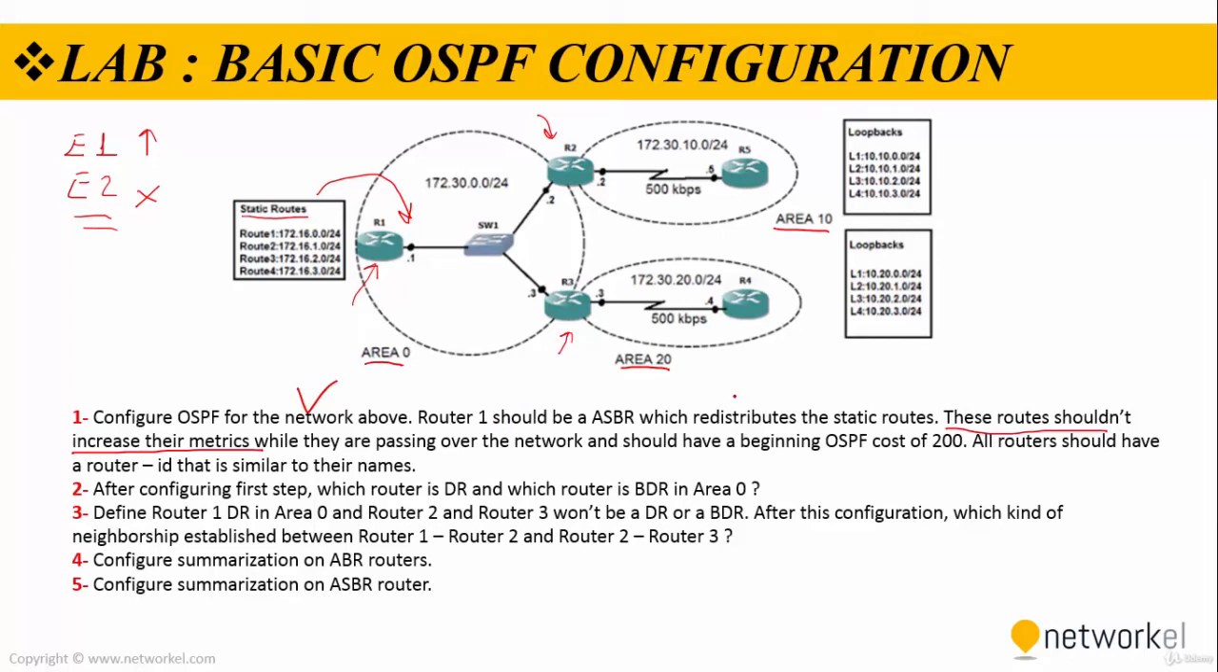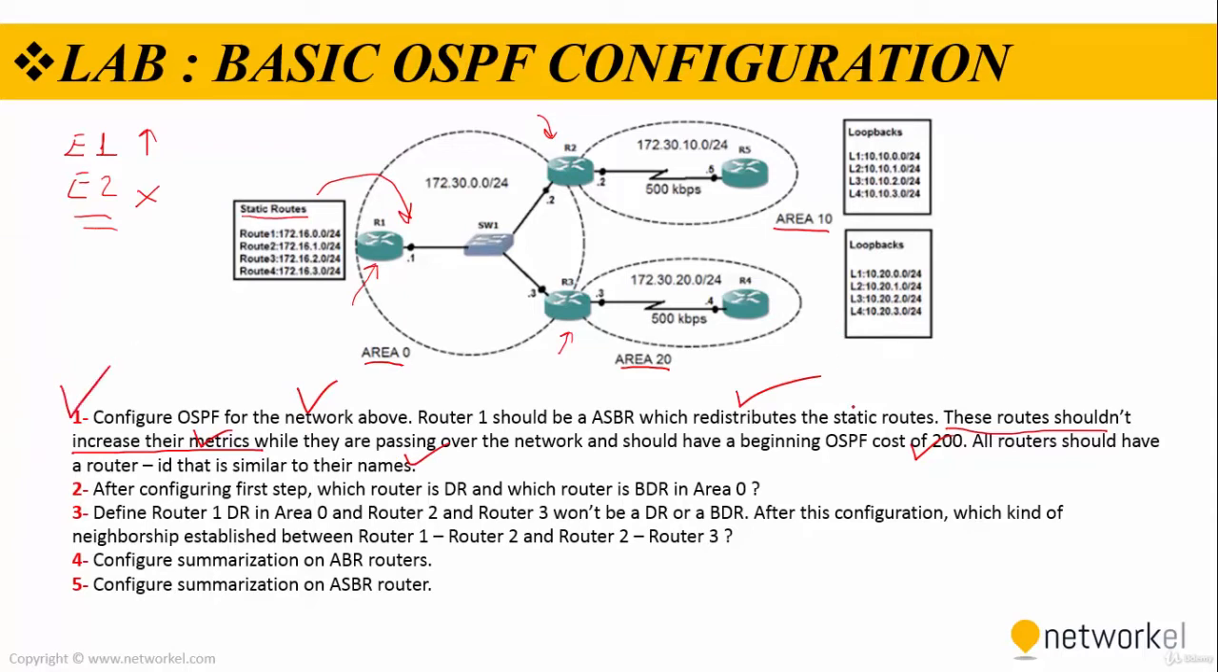Router 1 is ASBR and making redistribution. These routes are not increasing their metrics. I used E2, and they have a beginning metric of 200. Alright, I configured. Then all routers should have a router ID similar to their names. The first step is accomplished.